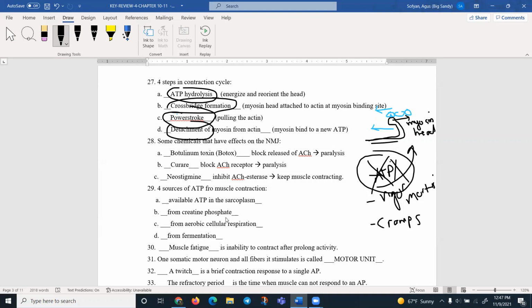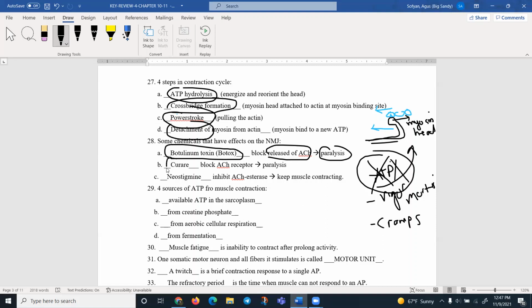There are some chemicals that can mess up the contraction, for example, Botox, botulinum toxin. This toxin is produced by bacteria. It can paralyze the muscle, because this Botox actually blocks the release of acetylcholine. And it is very, very dangerous if it paralyzes our diaphragm, the muscle that is used for breathing.